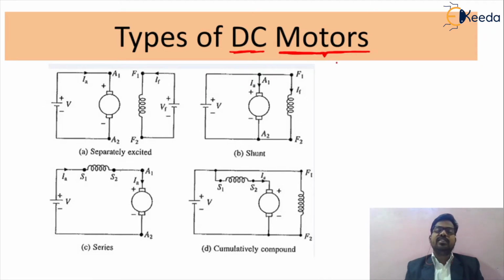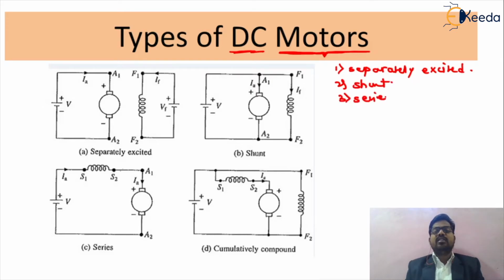The first type of DC motor is called separately excited. The second type is the shunt type of motor. The third type is the series type of motor. And the last type is the compound type of motor. What do we mean by compound? It is a combination of both series and shunt. This is called the compound type of motor.